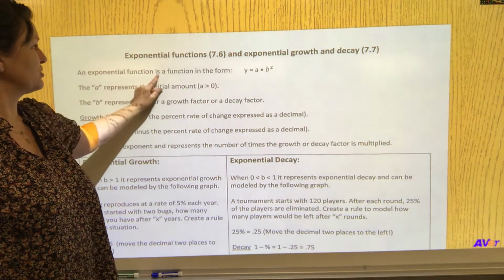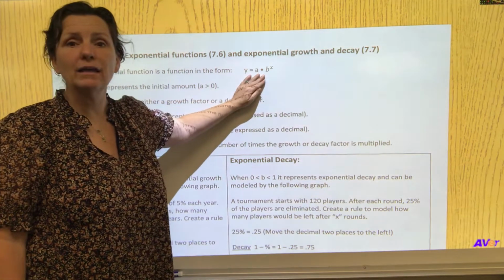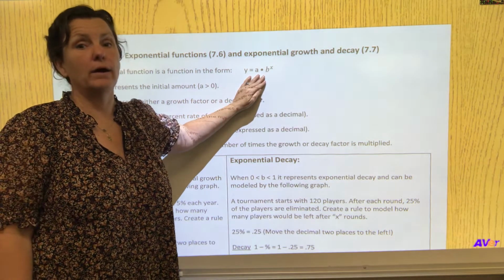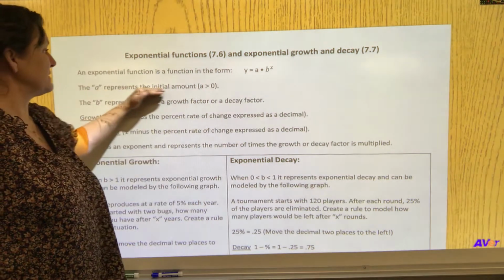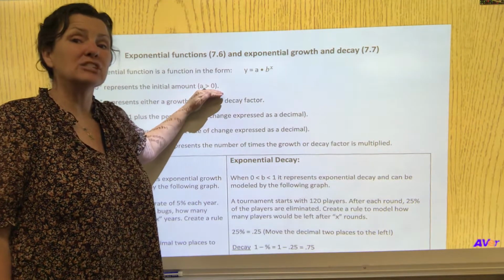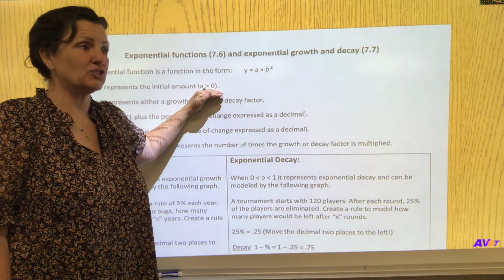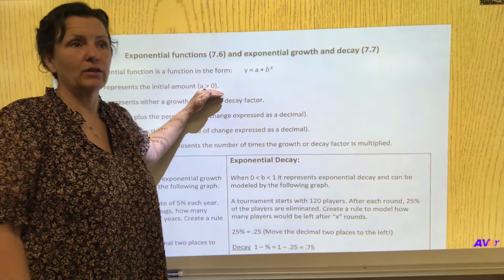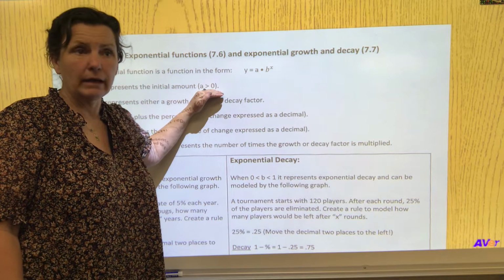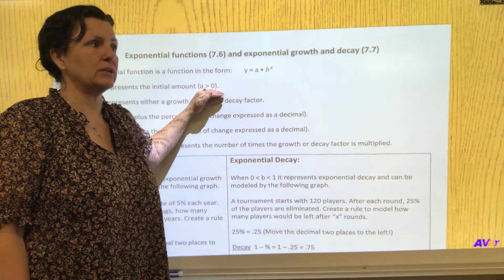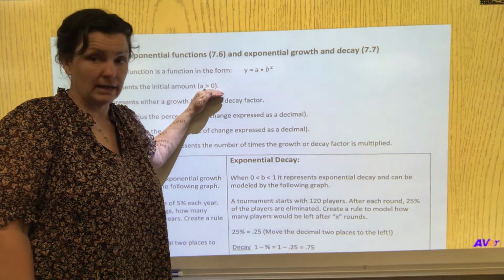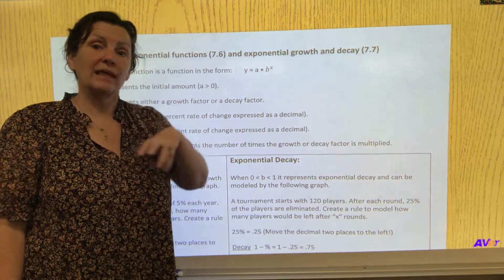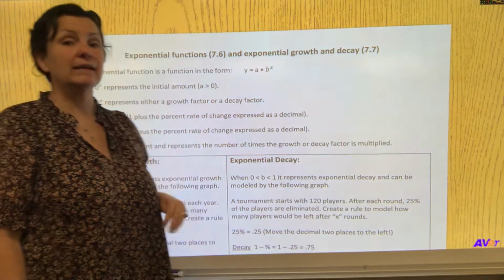An exponential function is a function in the form y equals a times b to the x. But we already talked about that in video 1. The a represents the initial amount. And by the way, a must be greater than 0. You have to start with something. You can't have 0 elephants and their population is declining, or 0 elephants and their population is increasing. Well, you didn't have any elephants, so that's not possible. So the a value, that start number, that initial value, always has to be greater than 0.